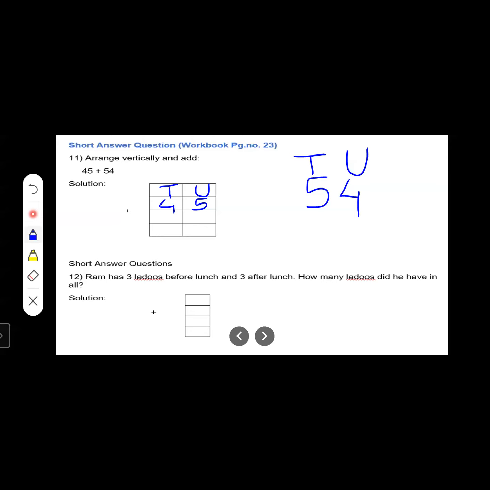Okay. Now what do we have to do? Tens will go with tens. Units will go with units. So 5 we will write here in the tens place and 4 we will write here in the units place. Now this is called arranging the numbers vertically. Now tell me, what is the meaning of vertical? We have done it in the first lesson, right?